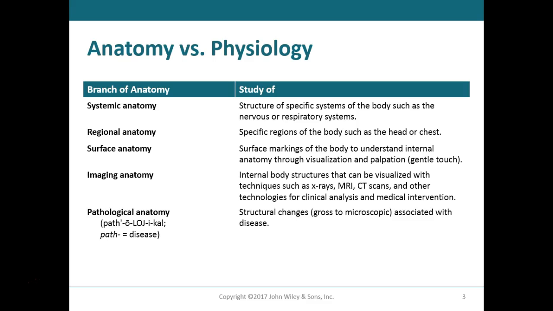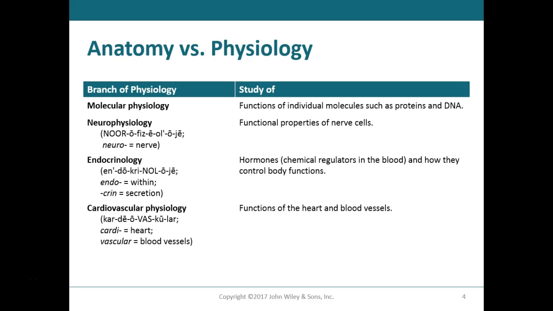Okay, and pathological anatomy, patho means disease. So pathological anatomy is looking at things that change in the body, in the tissues, in the cells, in the organs, in the way that they look. So we're looking at changes to the anatomy that are associated with those disease states.